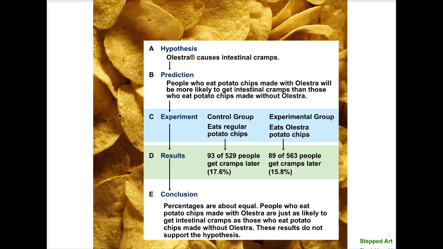And because the investigator has set up an experimental and a control group, this gives the investigator basically a baseline. The control group gives them a baseline so that they can compare their experimental results back to their control results.